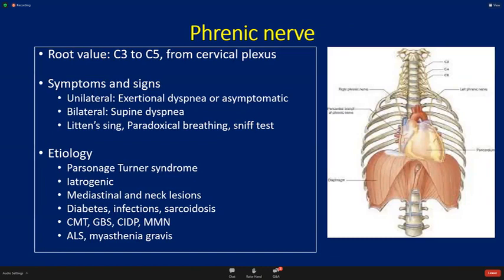I would mention a few words about the phrenic nerve. The phrenic nerve arises from the cervical plexus. When the weakness is unilateral, the patient may be asymptomatic or may only have exertional dyspnea. But when the weakness is bilateral, they present with supine dyspnea.